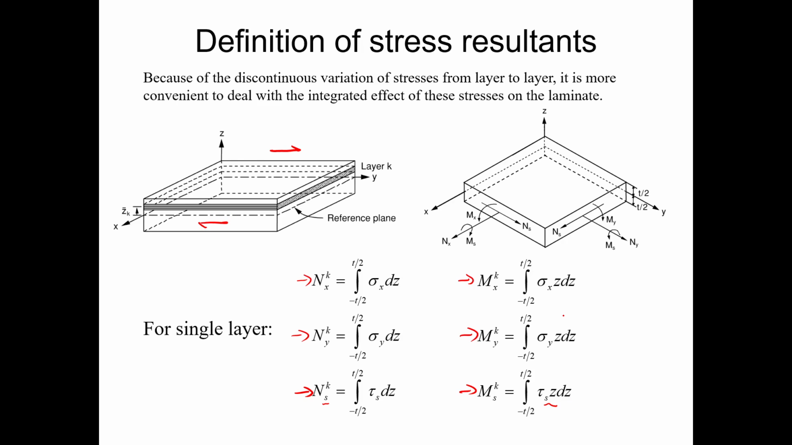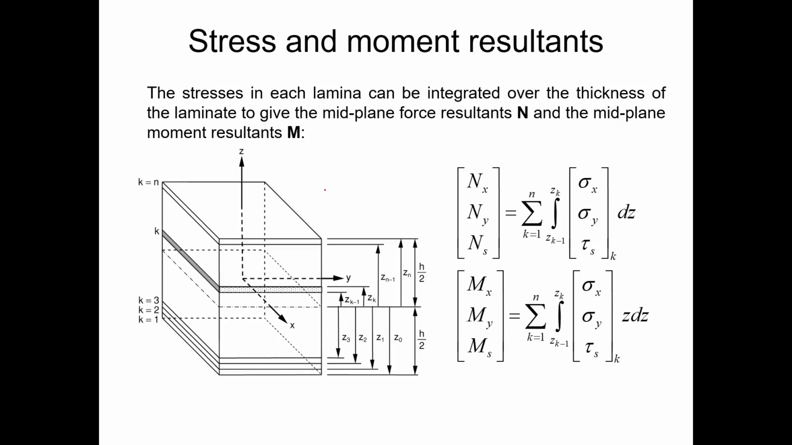Now we need to find out the equilibrium conditions for all the laminates. You can imagine those many layers stacked up across the thickness. The stress in each lamina can be integrated over the thickness of the laminate to give the middle plane force resultant N and the middle plane moment resultant M. That's all we need. Okay, we are looking at this middle plane. I'm using a dashed line to highlight this middle plane.